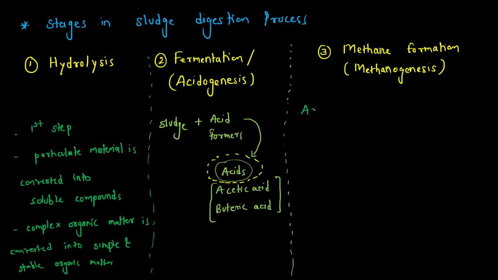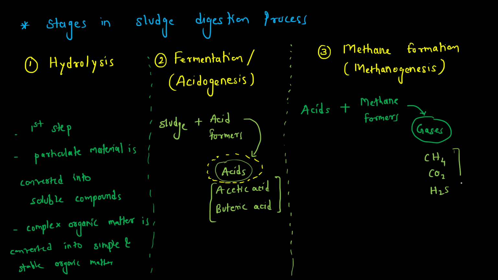Here the acids will be reacting with methane formers, and they will give us the gases. So gases will be produced. Now what are the various gases that can get produced? We know the major one is methane, then carbon dioxide and hydrogen sulfide. This reaction we have already seen in the anaerobic and aerobic reaction video. In the previous video you can see.